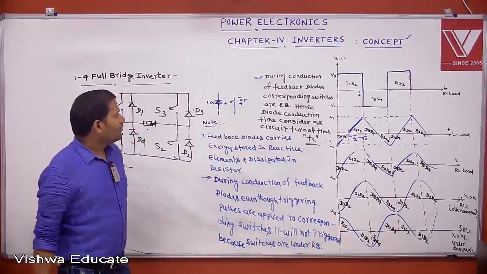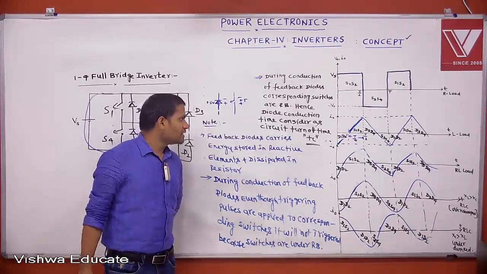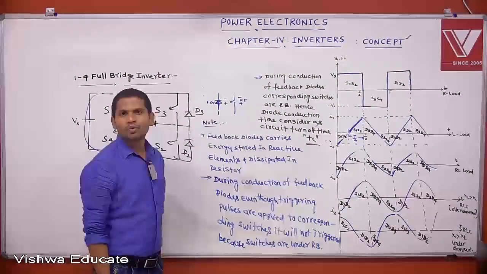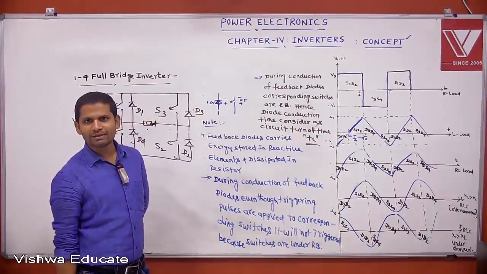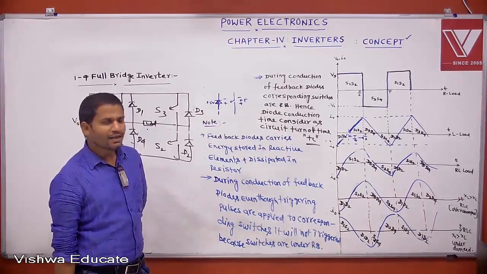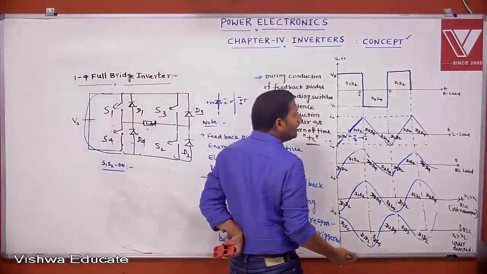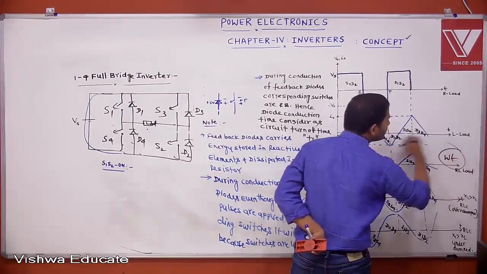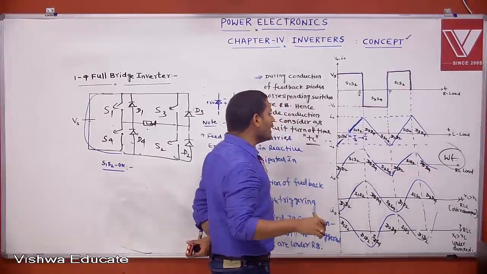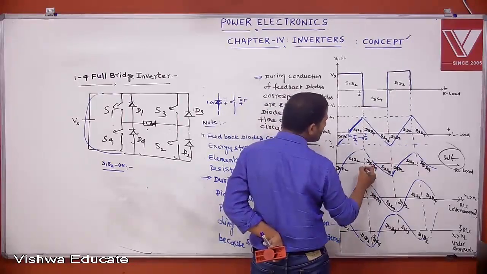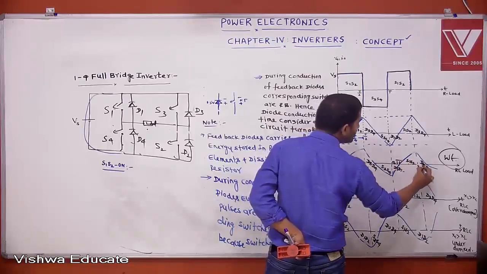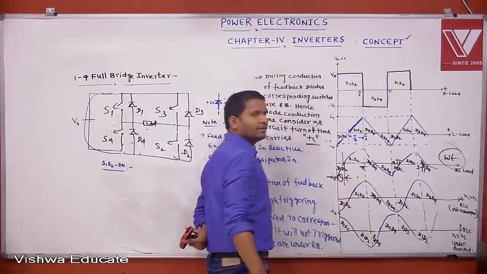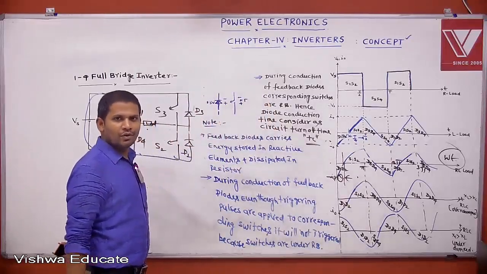During conduction of feedback diodes, corresponding switches are reverse bias. Hence, diode conduction time is considered as circuit turn off time. During that time only, reverse voltage is applied across the main switches. Instead of the t axis, I am assuming it is an omega t axis. Then you take this as pi, this as 2 pi, this as 3 pi. Let this angle be theta. Diode conduction angle is theta.